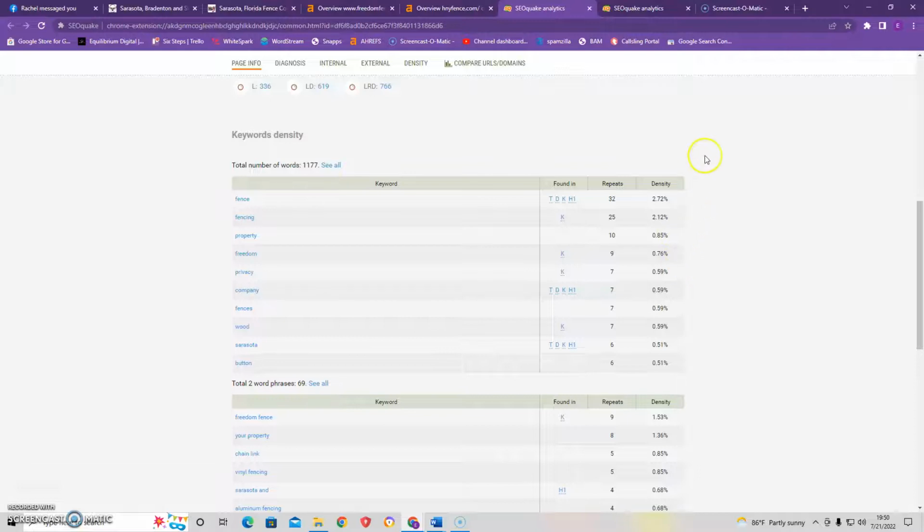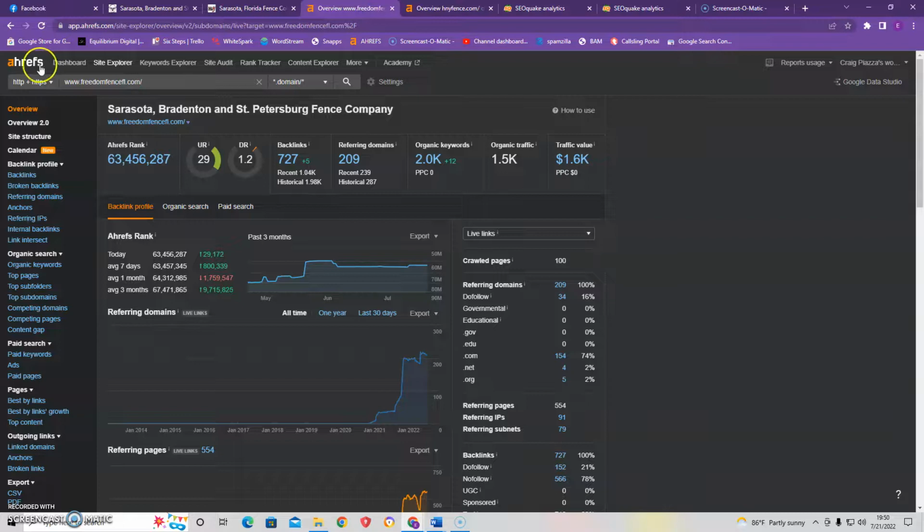But the third thing I want to talk about today is the most important, and that's your backlinks. In a tool I use called Ahrefs, I ran your URL, and we can see that you have 727 backlinks and a DR of 1.2. So the DR is really what drives Google the most. It's the most important thing that they look at because it's your power and authority rating. So as we can see, a 1.2 is fairly low. It's a 0 to 100 scale.